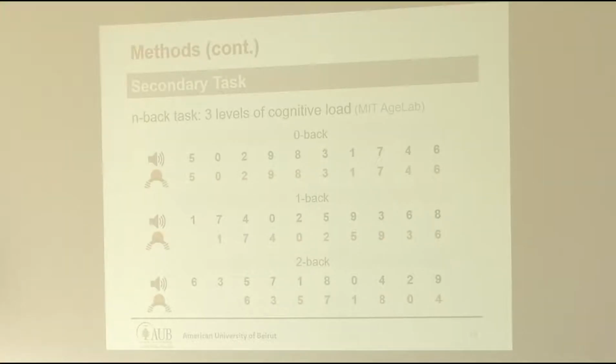As for the secondary task, the N-back task is used. It is developed by the MIT AgeLab and consists of an auditory presentation of random numbers with 3 levels of difficulty. At the 0 back level, the driver is required to repeat the number that is just said. At the 1 back level, the driver is required to repeat the number that is said 1 number before the number that is just said, so we can see 1 shift in the presented sequence. And at the 2 back level, the driver is required to repeat the number that is said 2 numbers before the number that is just said. And again, you can see 2 numbers shift in the presented sequence.